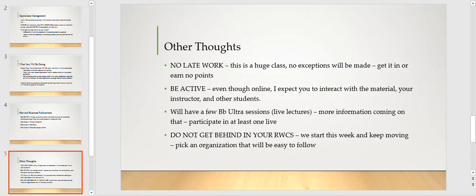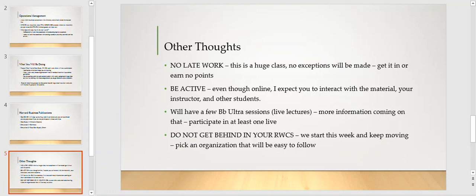So just a few other thoughts that I would go over if we were meeting face to face, and reminders, even though I have some of this information in my syllabus. No late work. This is a huge class, so I'm not going to be able to make any exceptions. You either get it in or you don't earn points. I apologize for that, but I'm over 30 students, and it's just too hard to manage.